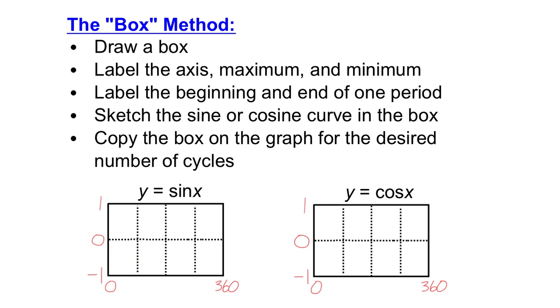Now I can get a little more detailed too. Notice these other vertical lines. I can figure out those values. The middle one is halfway between what I'm starting at and what I'm ending at. So halfway between 0 and 360 is 180. And halfway between 0 and 180 is 90. Halfway between 180 and 360 is 270. So I've labeled my axis, my maximum, my minimum, my beginning, and my end of the cycle, and I've filled in a few more details.